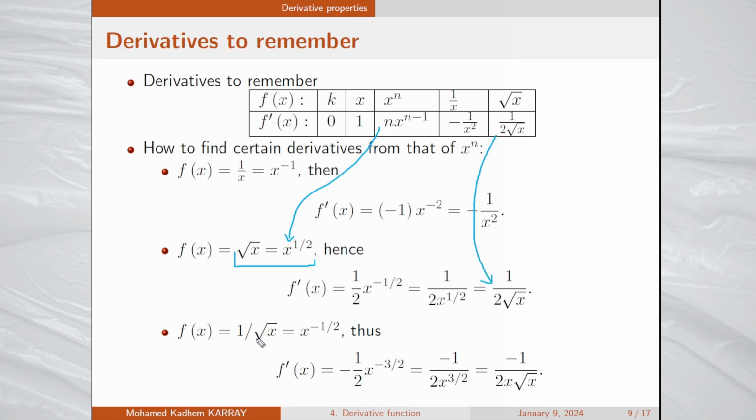Another example, consider the function 1 divided by square root of x. This may be written x to the power minus 1/2. So the derivative, by applying again this formula, is minus 1/2 multiplied by x to the power minus 3/2. And this gives this result for the derivative of this function. So you see that the derivative of the power is very useful in many cases.